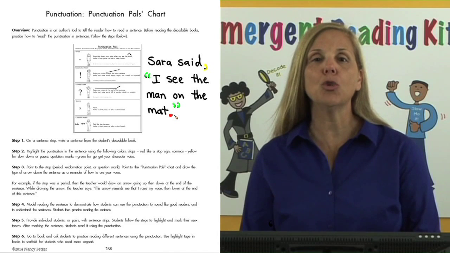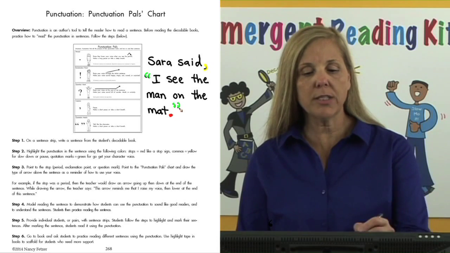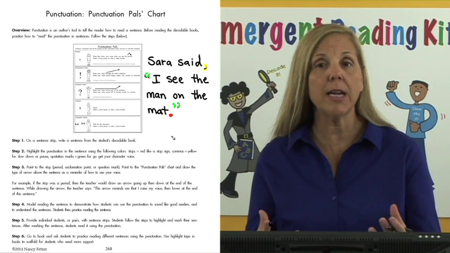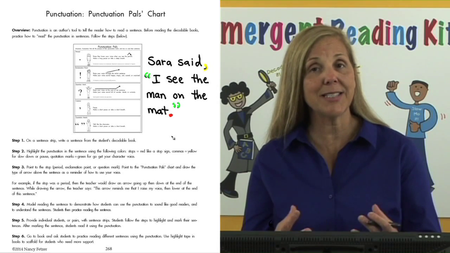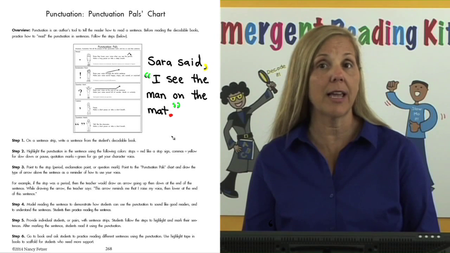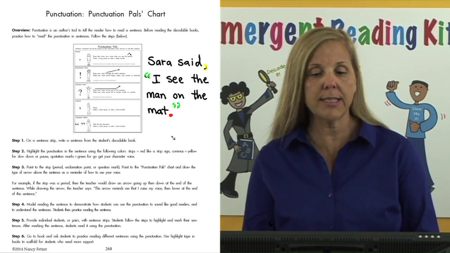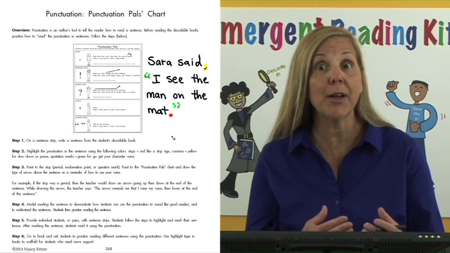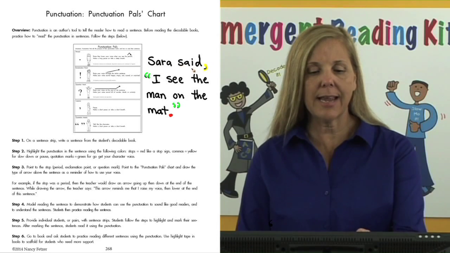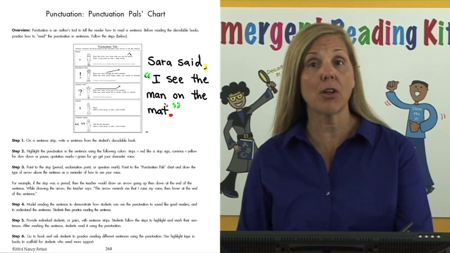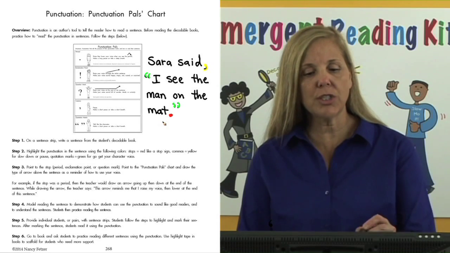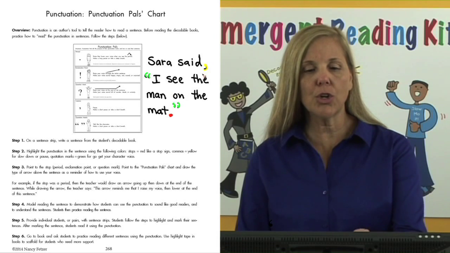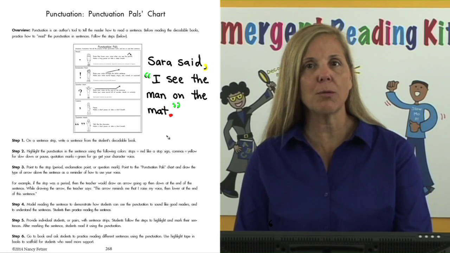Next, I'm going to model to the students how once I see all these marks in a sentence, it's going to help me understand how to read the sentence. And sometimes I even act like I'm talking to the author. And I say, thanks, author, for giving me all those marks so I understand how to read the sentence. Sarah said, I see the man on the mat. After that, I point to the sentence strip and I ask the students to reread the sentence, making sure that they're aware of those punctuation marks.